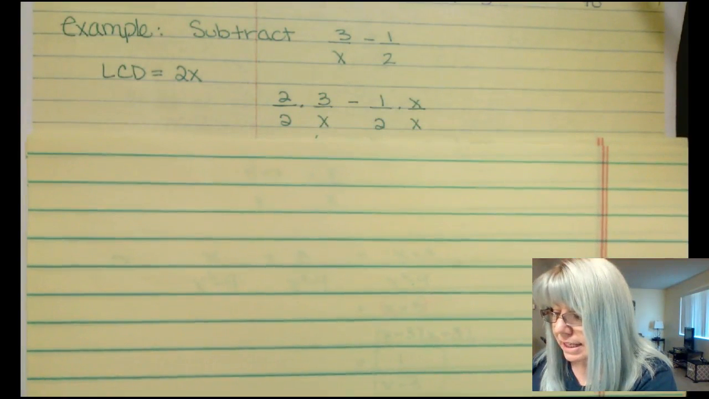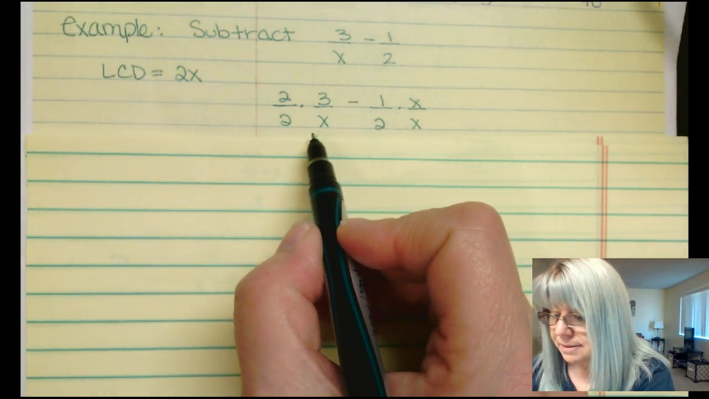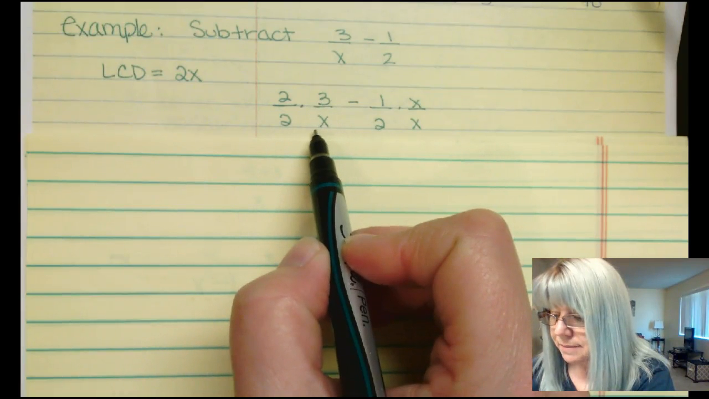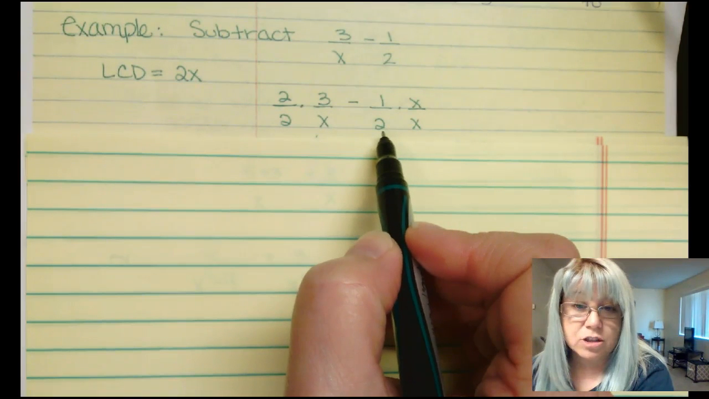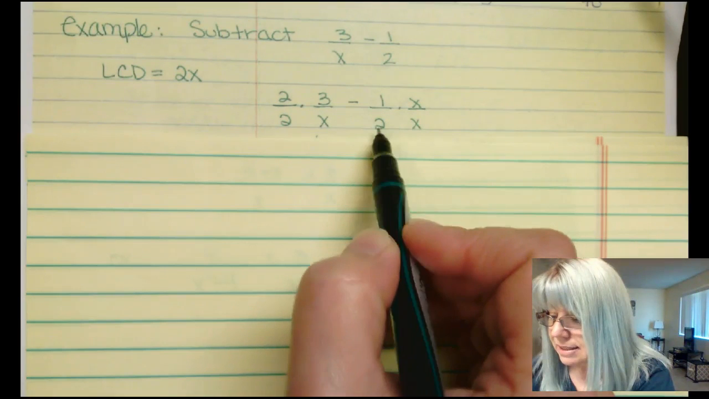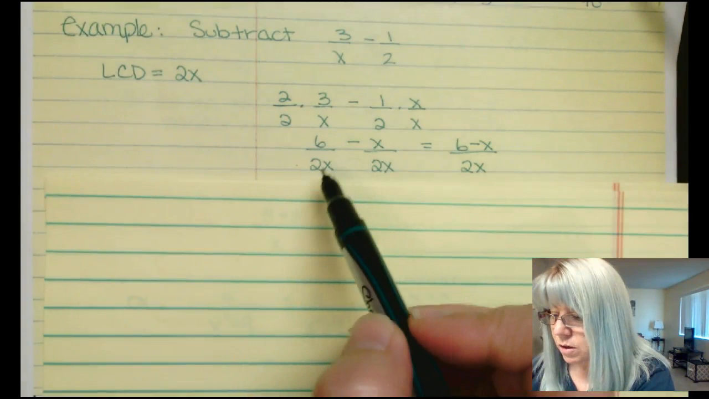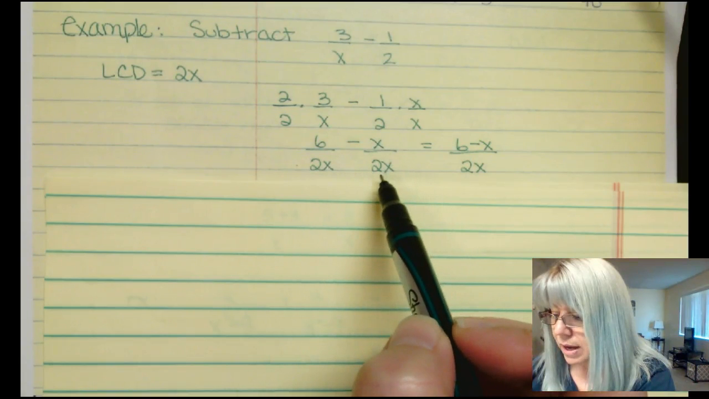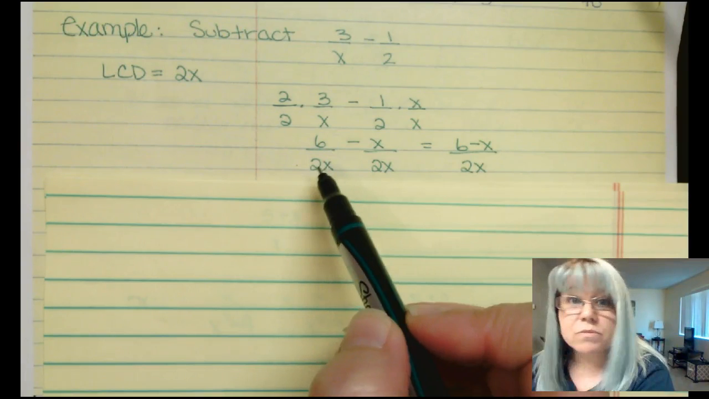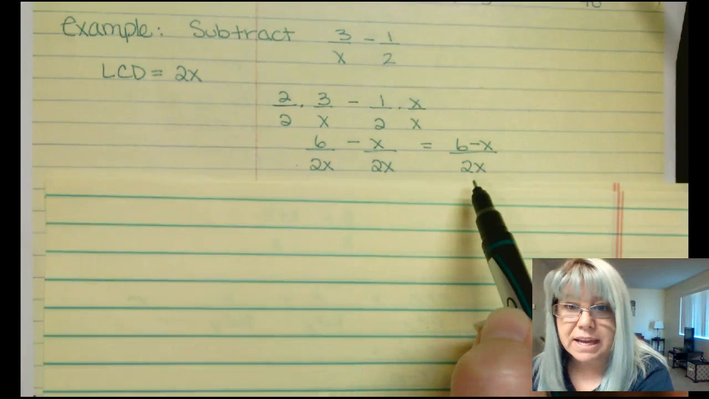Now we're going to rewrite each of the fractions with the denominator 2x. So 2 times 3 is 6, and 2 times x is 2x. And for the second term, I need to multiply both by x over x. So 1 times x is x, 2 times x is 2x. So now I have 6 over 2x minus x over 2x. Now that they have the same denominator, subtract the numerators. 6 minus x over 2x.